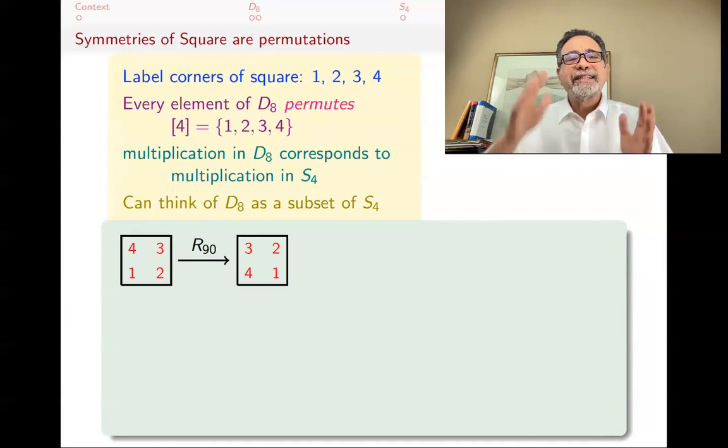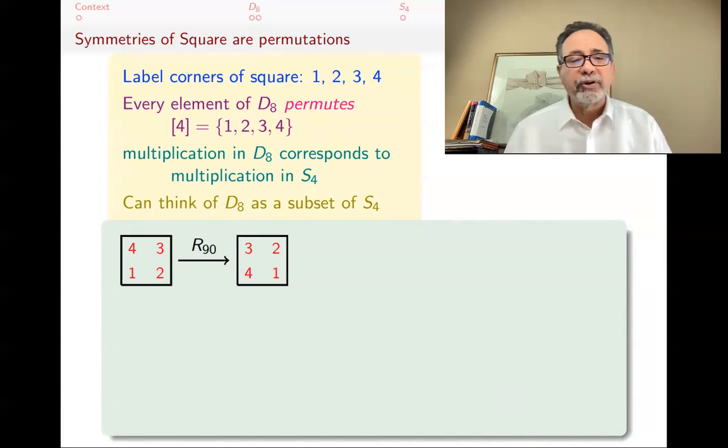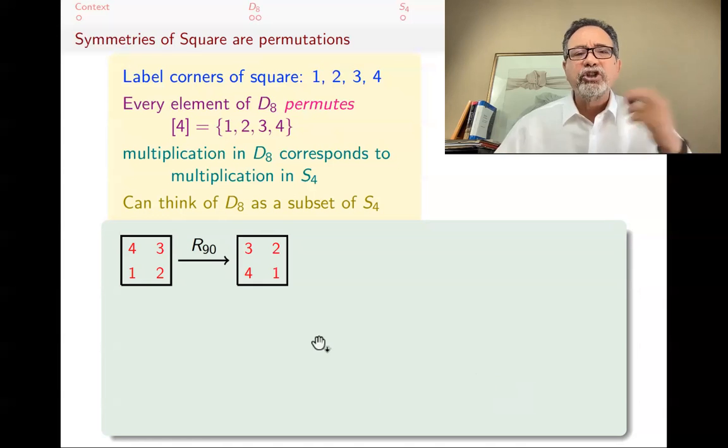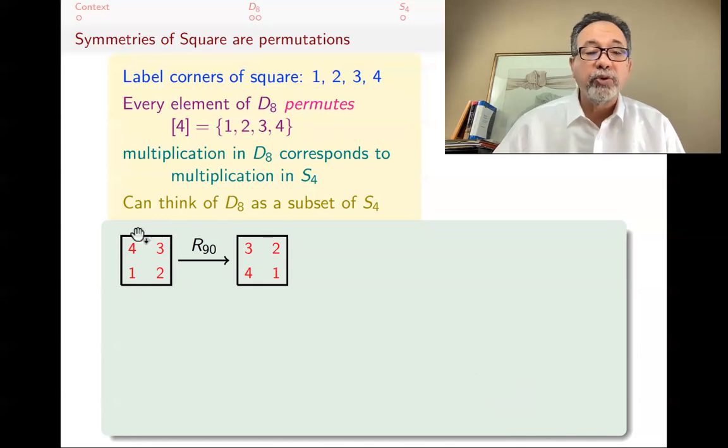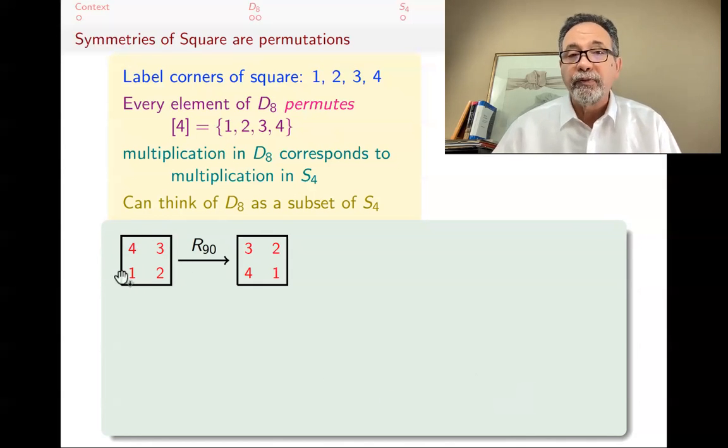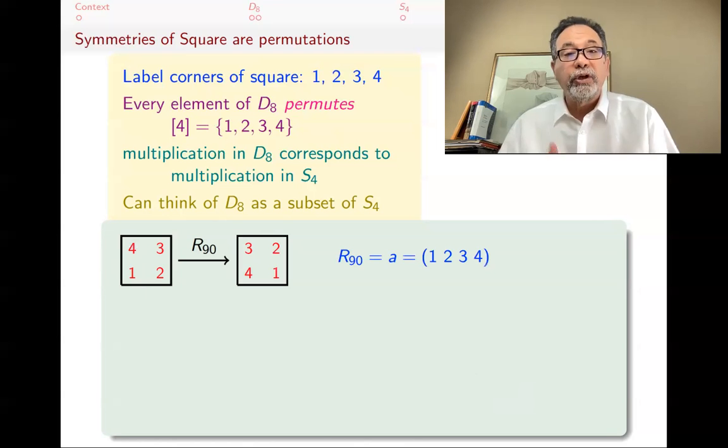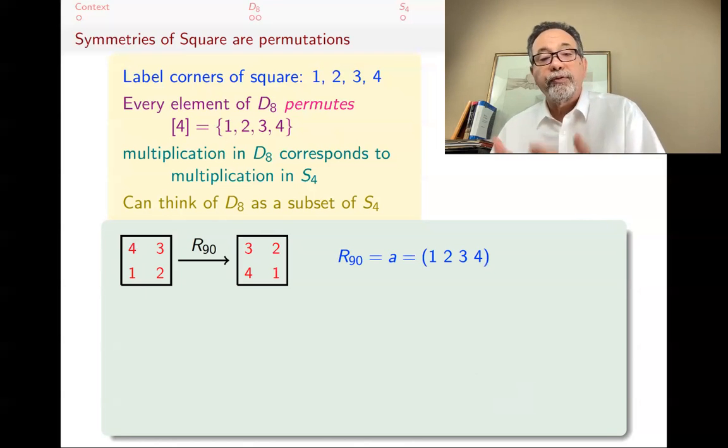R90, for example, is the 90-degree rotation counterclockwise. I can think of that in terms of how it permutes the corners of the square. 1 is going to the place of 2, 2 is going to the place of 3, 3 is going to the place of 4, 4 is going to the place of 1. That's one way to think of it. 1 goes to 2, 2 goes to 3, 3 goes to 4, 4 goes to 1.